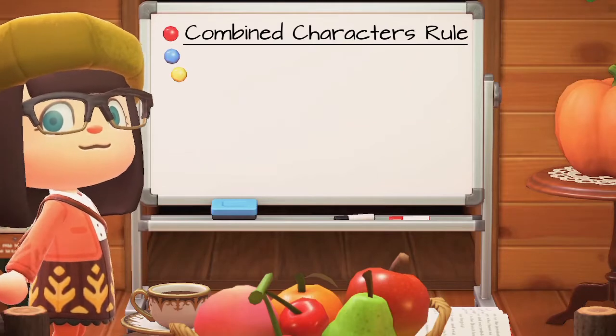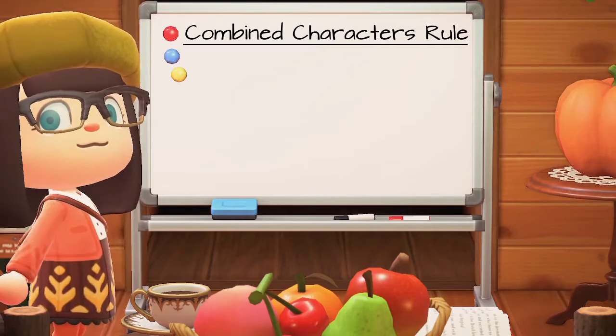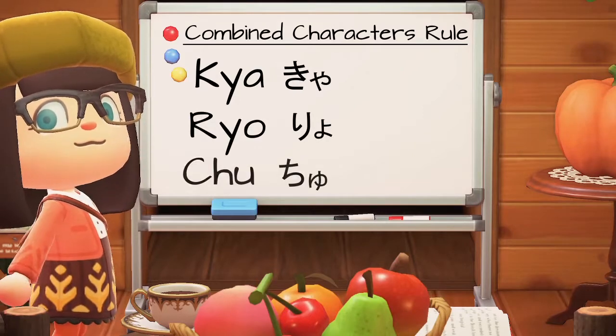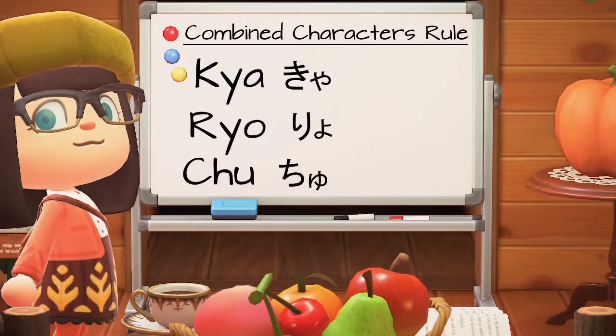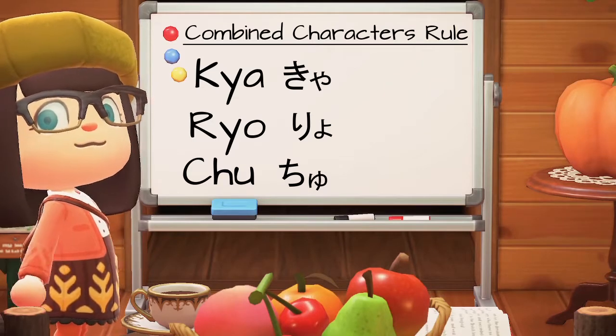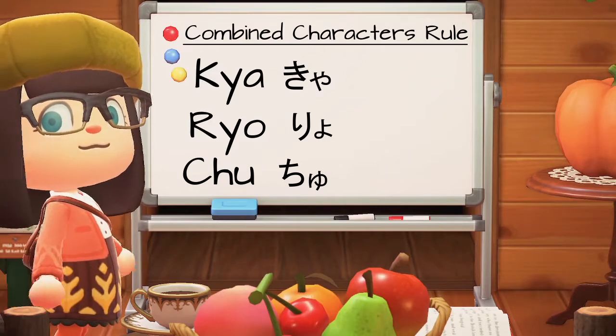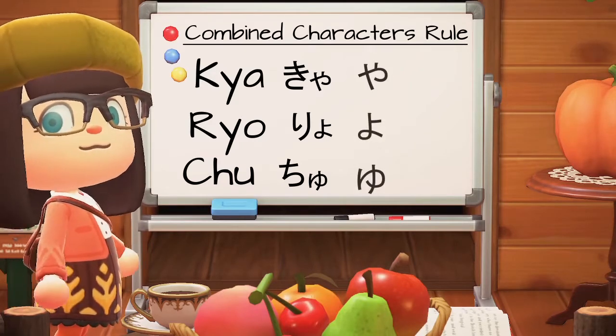Here are some examples of combined characters. Kya, ryo, chu. If you notice, the second characters are all half-sized. Here are comparisons of a normally written version of the combined characters and the half-sized version.